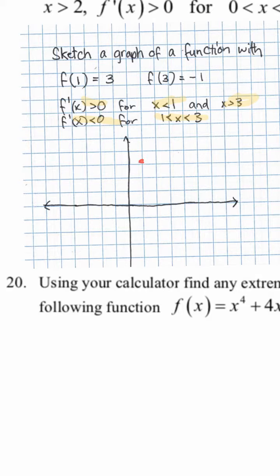First, I'm going to plot the point at (1, 3), then the point at (3, -1). It's increasing, then it's decreasing, and then it's increasing again. That was pretty simple.